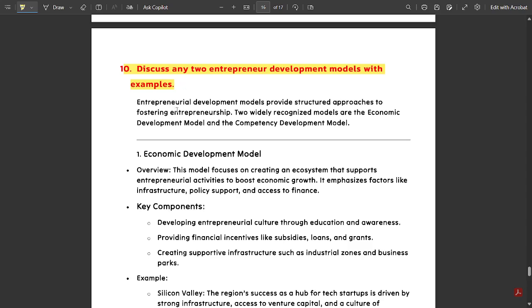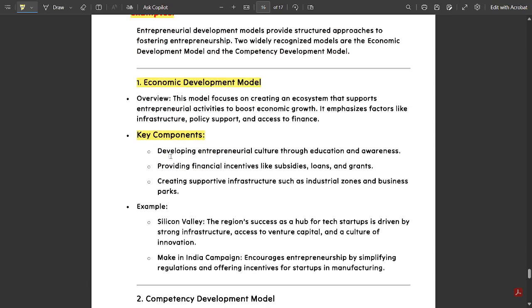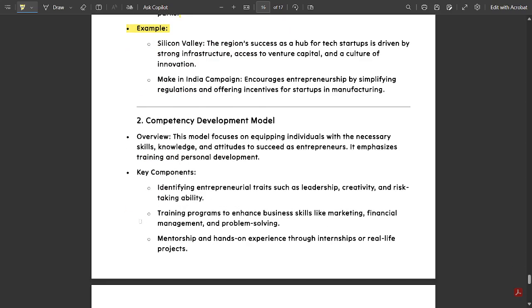Entrepreneurial development models provide structured approaches to fostering entrepreneurship. Two widely recognized models are the economic development model and the competency development model. Economic development model overview: this model focuses on creating an ecosystem that supports entrepreneurial activities to boost economic growth. It emphasizes factors like infrastructure, policy support, and access to finance. The key components are developing entrepreneurial culture through education or any other means, providing financial incentives like subsidies, loans, and grants, creating supportive infrastructure such as industrial zones and business parks. So again, these are some of the example scenarios. You can note it down.